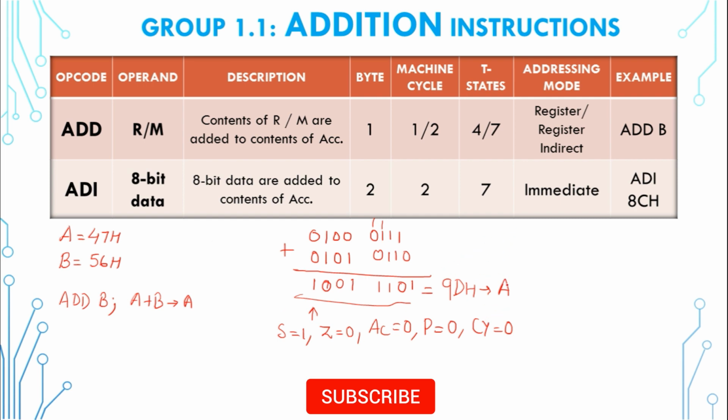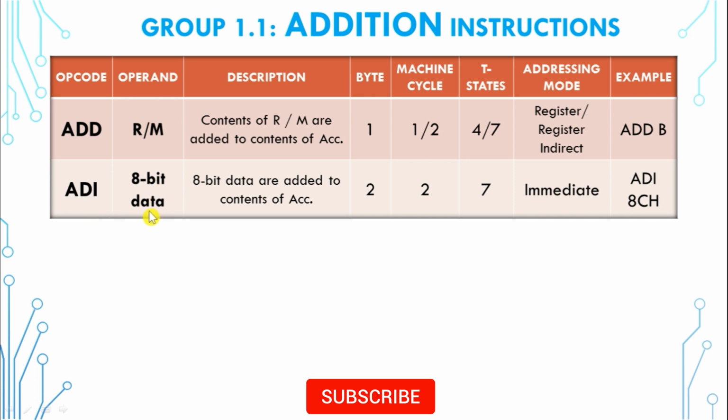Now let's see another instruction, ADI 8-bit data. This is the second instruction. In this instruction, the operand is directly given in the instruction. Let's see this example, ADI 8C hex. Once again, assuming that the accumulator has 47 hex, our purpose is to add this 8C hex number into the accumulator. Converting these hexadecimal numbers into their binary equivalent, 47 is 0100 0111, and 8C is 1000 1100.